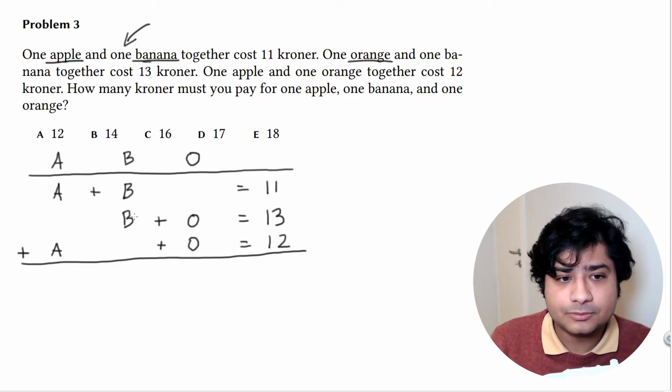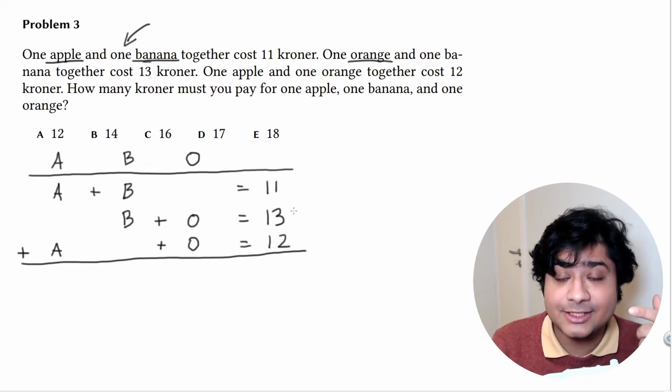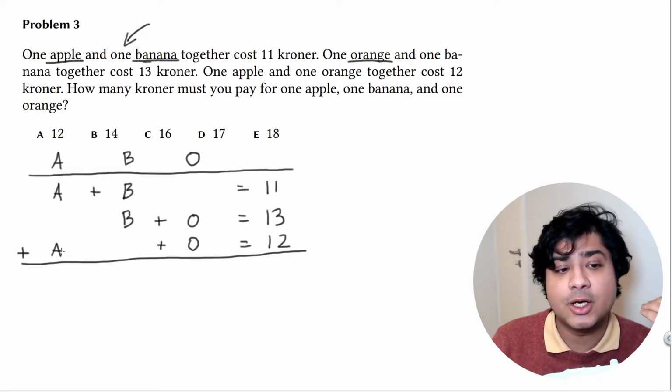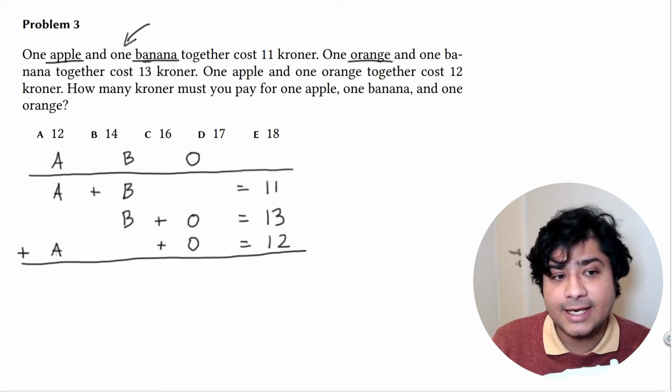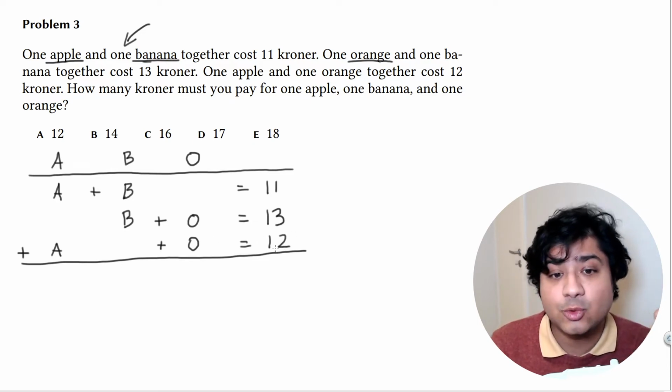Now, the second person goes and then gets 1 banana and 1 orange. On the receipt, it says 13 kroners. Then the third person goes there and gets 1 banana, 1 apple and 1 orange, and that cost, on the receipt, it says 12 kroners.